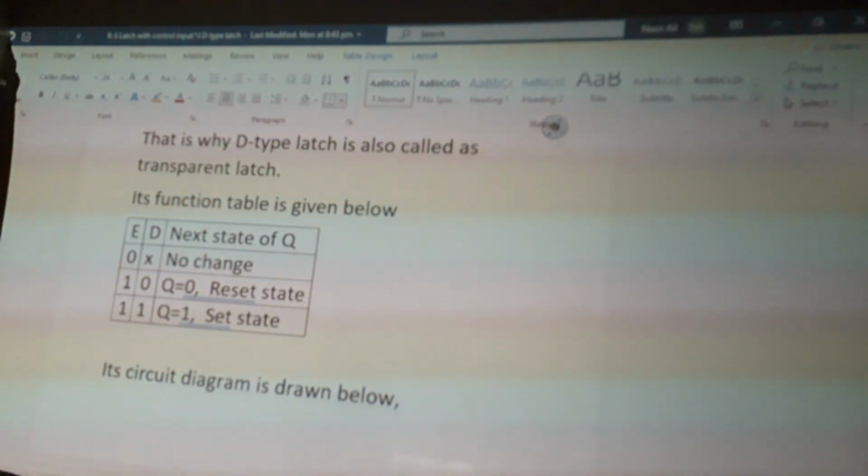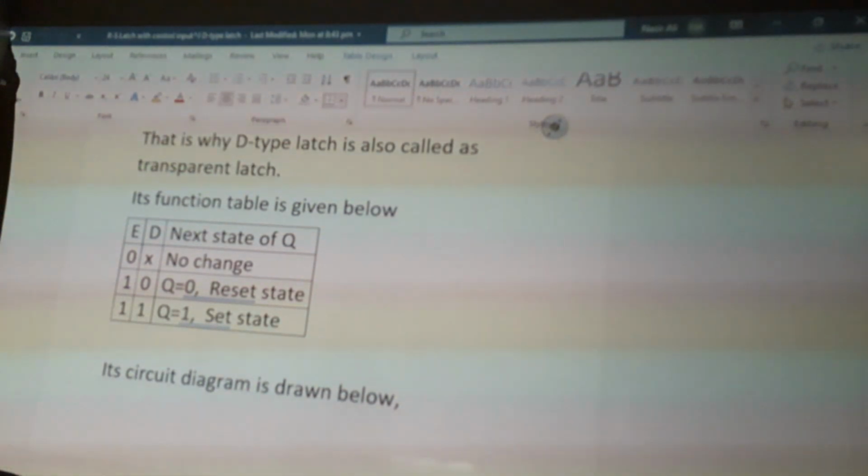Before the circuit diagram, we have its function table. On the left side, we have inputs E and D. E is the enable input and D is the input of the circuit. And on the right side, we have output, which is next state of Q. If E is zero state and D is don't care, so at the output we have no change. The previous state remains unchanged.